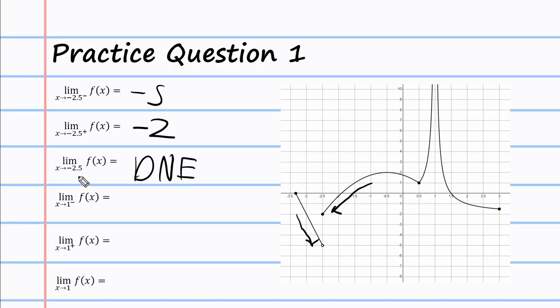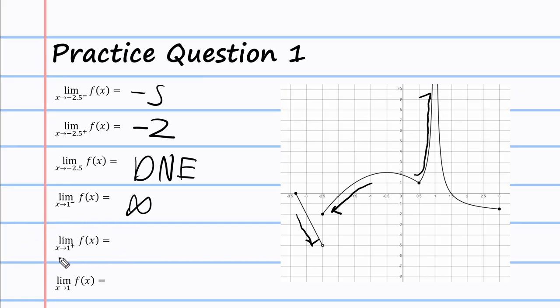So now, this question is asking us the limit as x approaches 1 from the left-hand side of f of x. What is that? Well, let's see what it equals. Okay, so f of x is appearing to go up to positive infinity as we get closer and closer to 1 from the left-hand side.